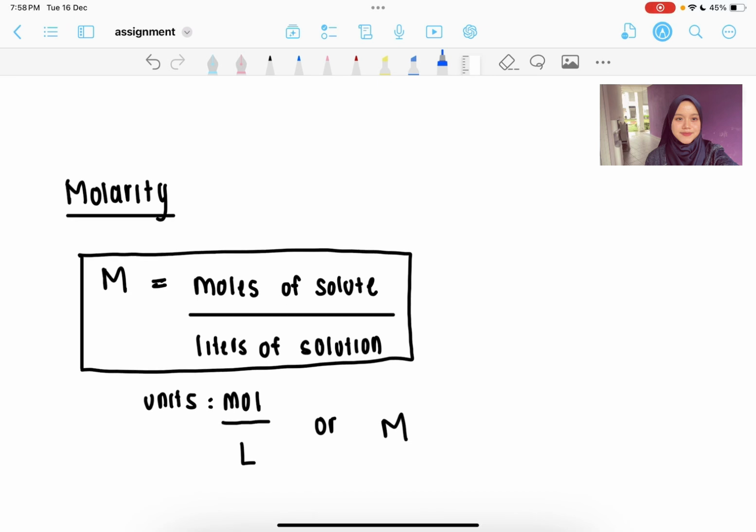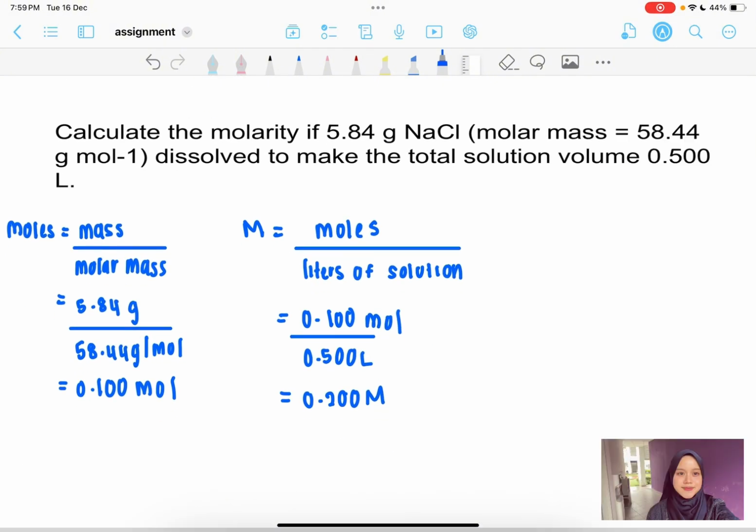The unit for molarity is mole divided by L, or we can use M. First, we need to find mole. To find mole, we need to use the formula mass divided by molar mass. 5.84 gram divided by 58.44 gram per mole equal to 0.100 mole. To find molarity, we use the formula mole divided by liter of solution. So 0.100 mole divided by 0.500 L equal to 0.200 M.